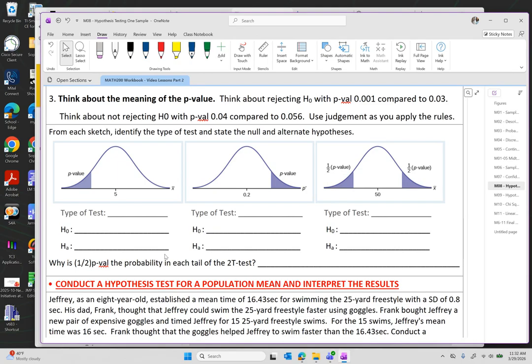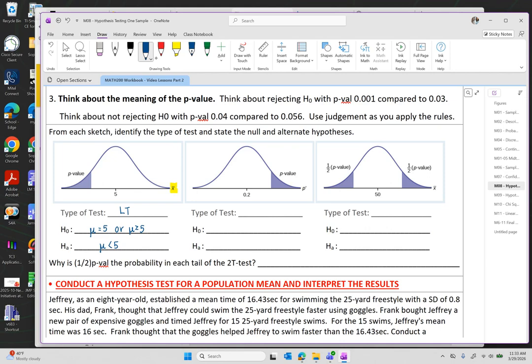The graph on the left that has the left tail shaded will be a left tail test. Notice here that the variable is the sample mean. So my null hypothesis will be that the population mean is equal to 5. Also, it could be that it is greater than or equal to 5. And then my alternative hypothesis will be the drawing from this sketch. So my alternative hypothesis here will be that mu is less than 5.